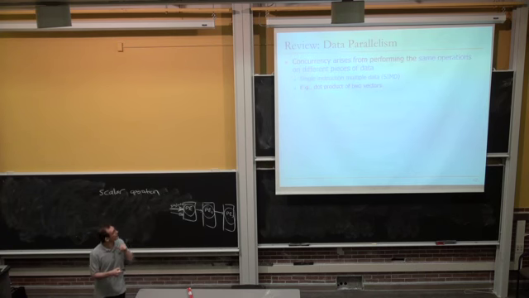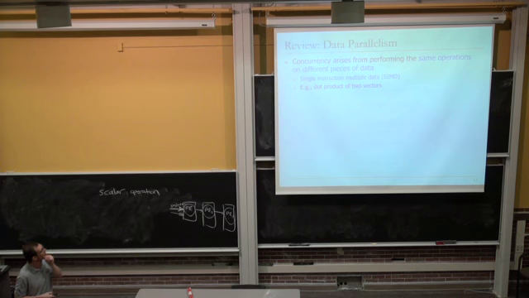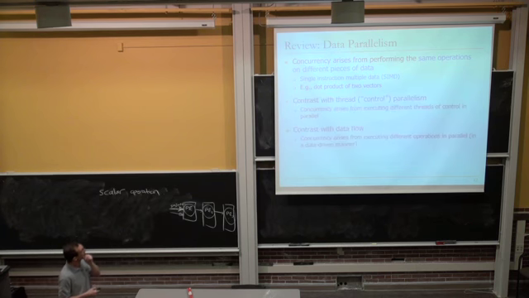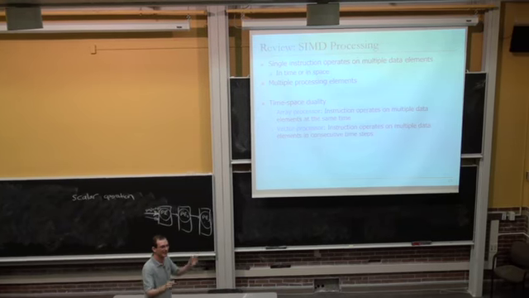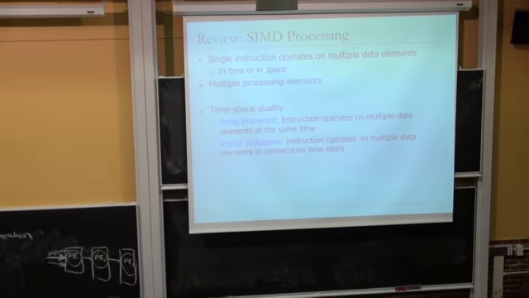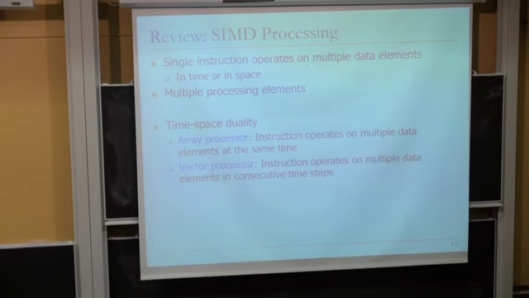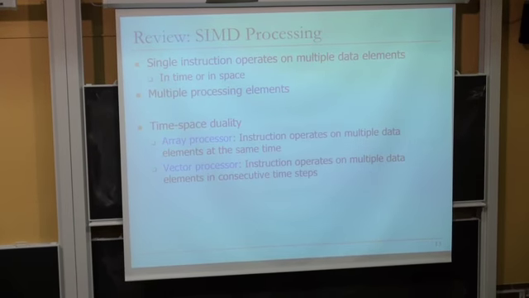Okay. I've shown you this slide before. In data parallelism, concurrency arises from performing the same operation on different data elements, different pieces of data. And we've done this before. And we talked about array processor versus vector processor. I want to illustrate this a little bit more. This is, in a sense, purist's distinction between different ways of processing, doing the same operation on multiple data elements, either in time or in space.